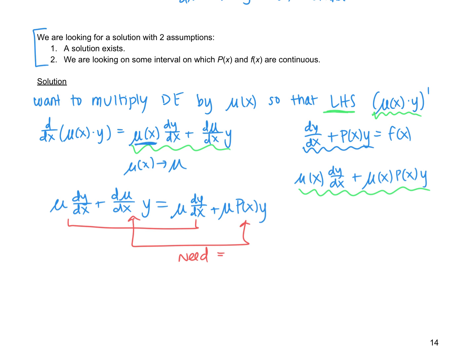Okay, so if we divide y out, what we end up with then is dmu/dx is equal to mu times p. Now, keeping in mind that mu is a function of x and p is also a function of x, is this helpful? Well, hopefully you noticed, yeah, this is now a separable equation.